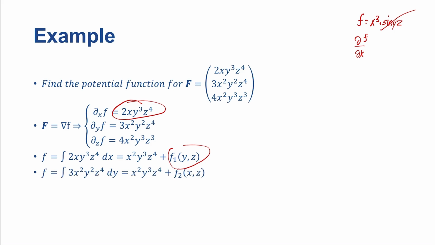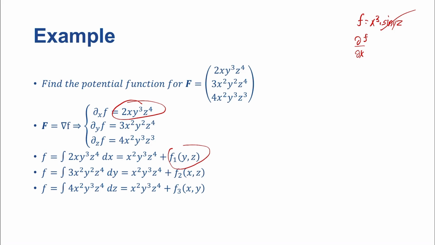Then we can try integrating with respect to y the y component, the y partial derivative. So we get x squared y cubed z to the fourth. Oh, this is working out nice, isn't it? And then plus a function of x and z. Finally, if we take the z derivative and integrate that with respect to z, we get x squared y cubed z to the fourth again.